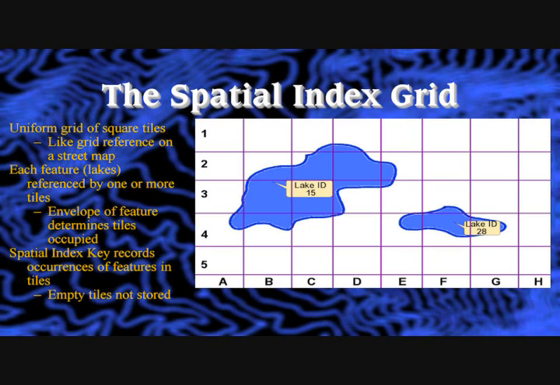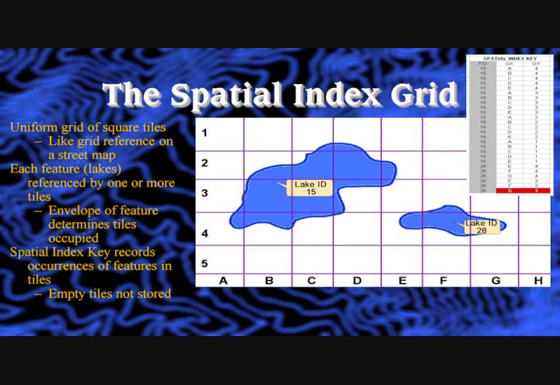So now you see we have this grid over the top of it, the ABCs along the x-axis, 1, 2, 3s along the y-axis. And the spatial index key records the occurrence of features within tiles. And of course, empty tiles are not stored. There's no reason to, and in fact, it would just be a waste of space in the geodatabase. The spatial index key is fairly easy to figure out.